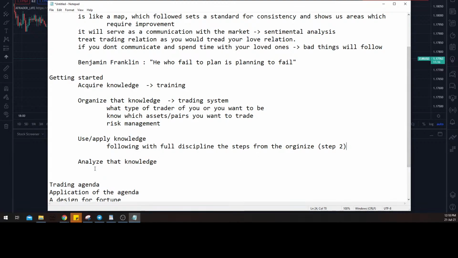That's going to be the part of analyzing the knowledge, looking at the trades and learning from what you did good and bad. I know it's pretty self-explanatory, but most people unfortunately fail with this type of thing.